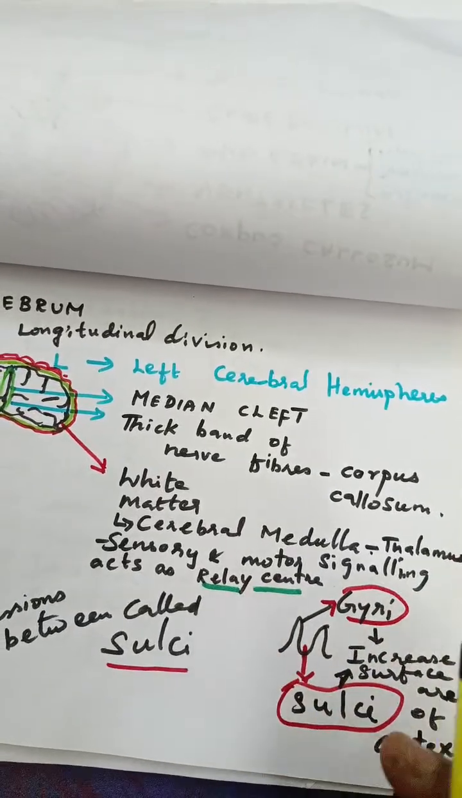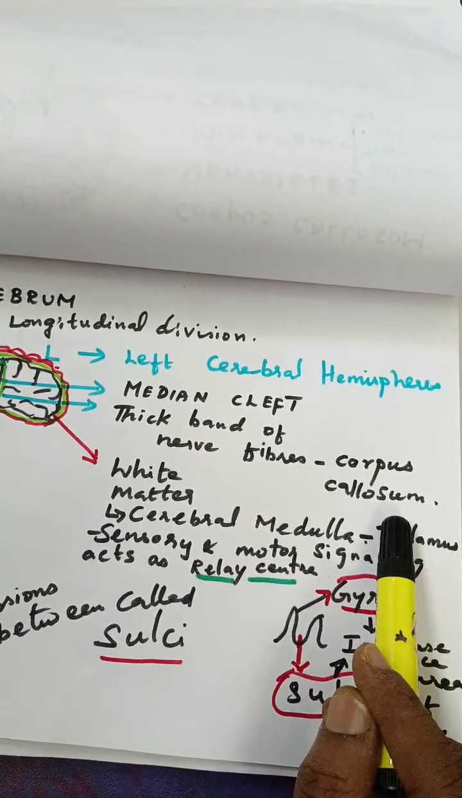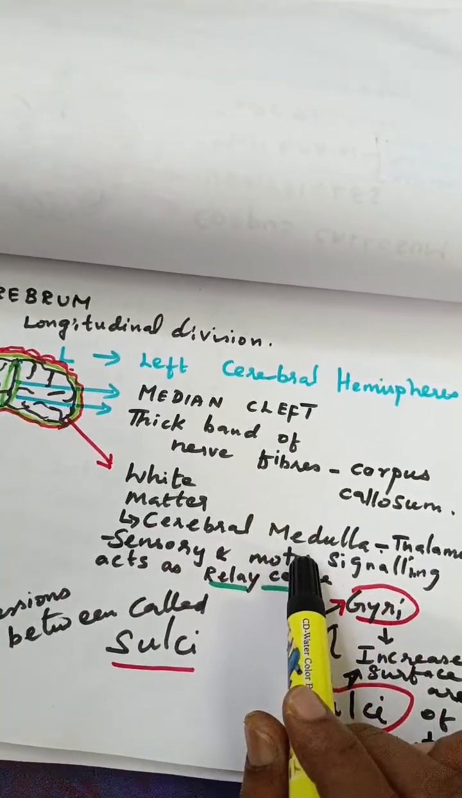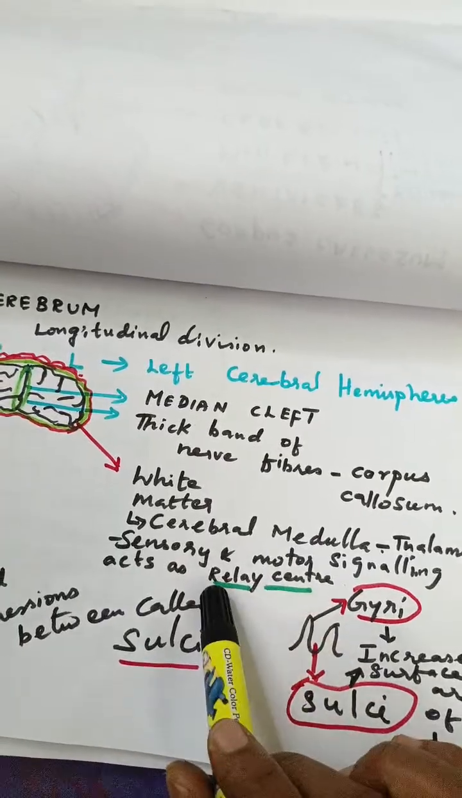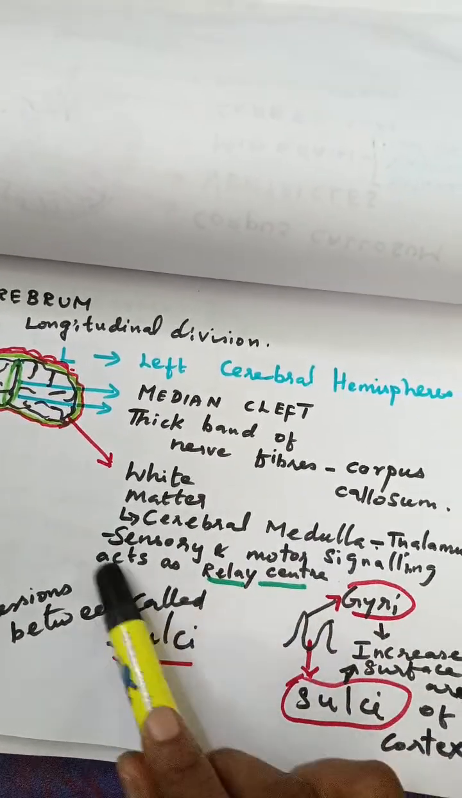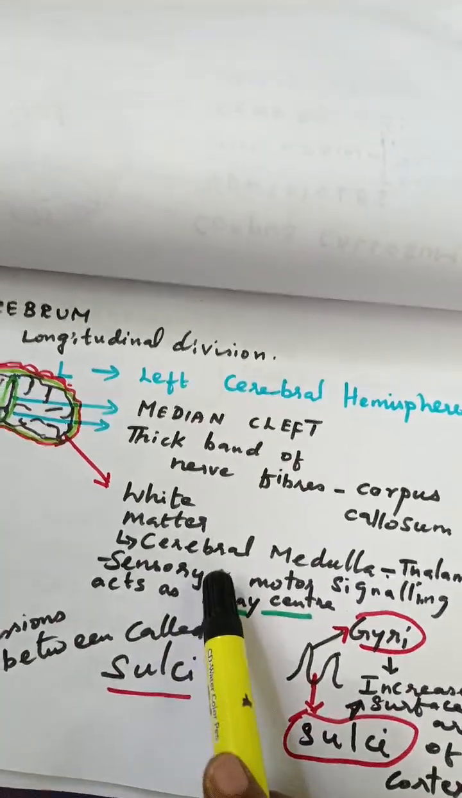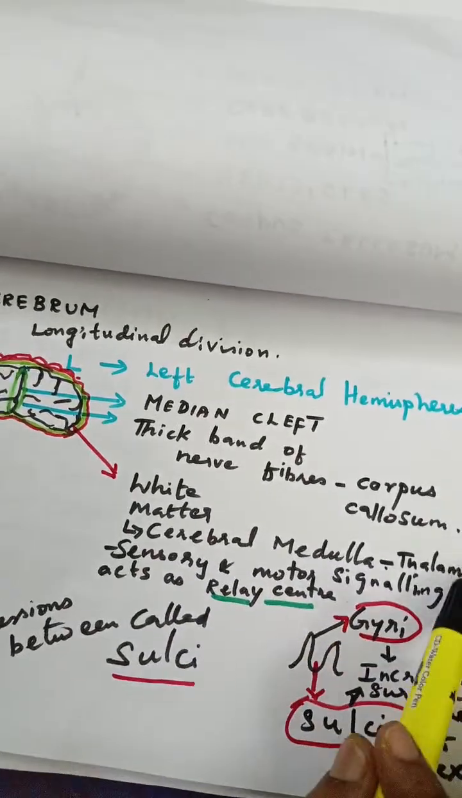Carried to the central nervous system, and it is the central nervous system which sends the reply, the response, again reaching the motor nerves. So this signal relay is happening through the cerebral medulla, through the thalamus.